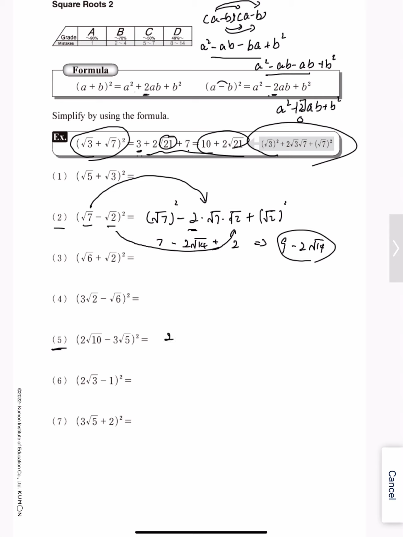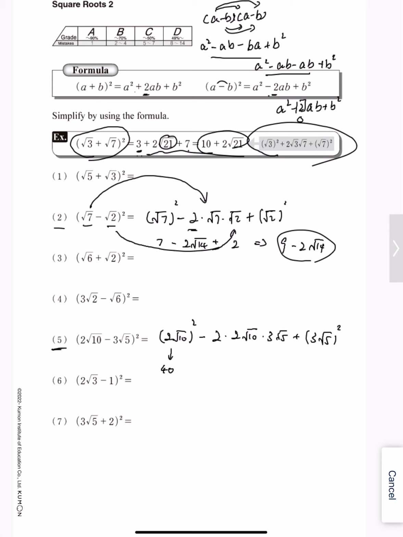First number, 2 root 10 to the power of 2, minus 2 times the first number, 2 root 10, times 3 root 5, the second number. And then plus the second number to the power of 2. So that's the whole structure. Now let's break it down. First, this one will be 40.